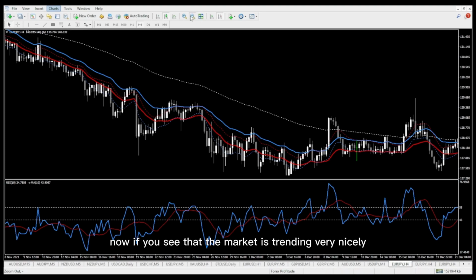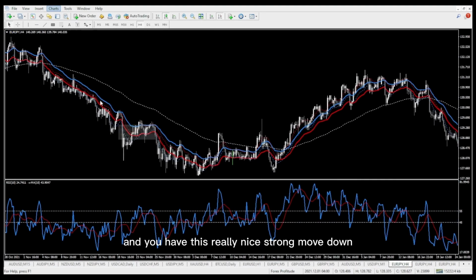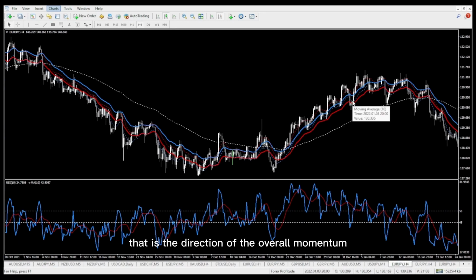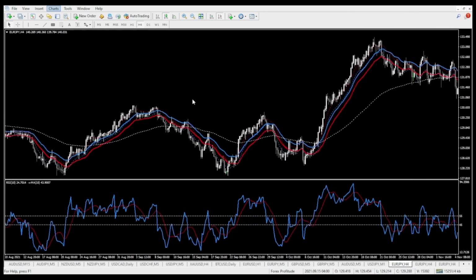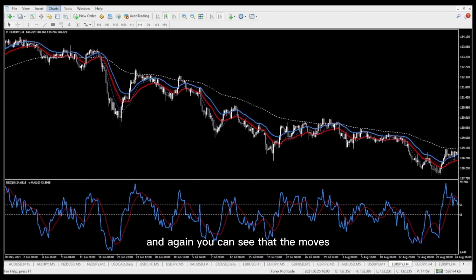Now, if you see that the market is trending very nicely and you have this really nice strong move down or this really nice strong move up, that is the direction of the overall momentum. And trying to make a great trade against the overall momentum can be a risky thing. There are ways to do it, but it is something that is risky to do. And again, you can see that the moves in the trending direction are bigger. We have moves against the trend that are much smaller, and some of them are going to be straight up losers that we don't even get the opportunity to really manage. Some we can manage and reduce the risk on the trades, but if you are trading with that trend, trading in the trending direction, we're going to find that more often than not, we're going to have more successful trades.